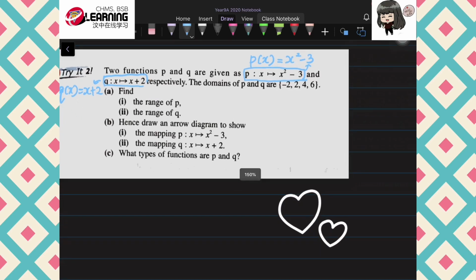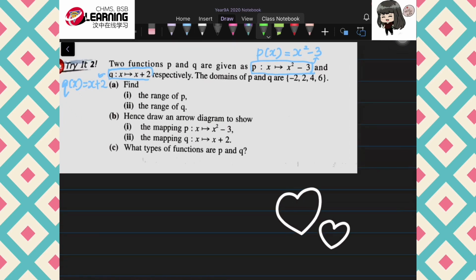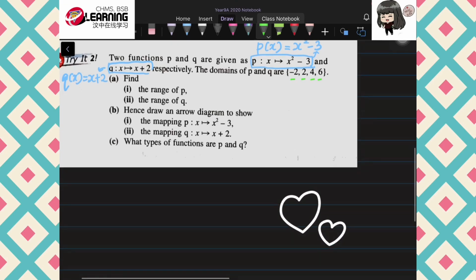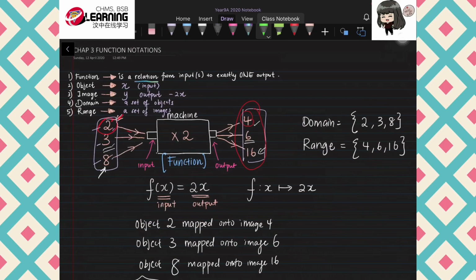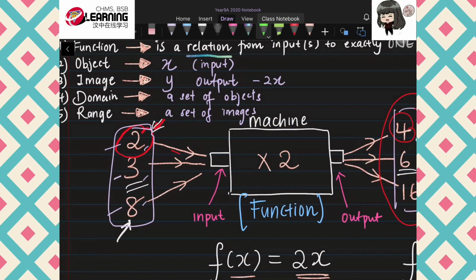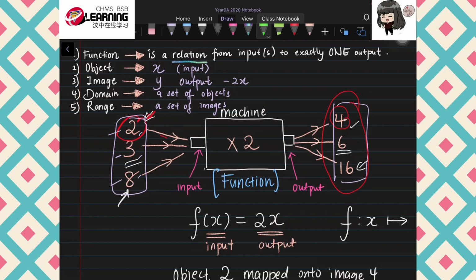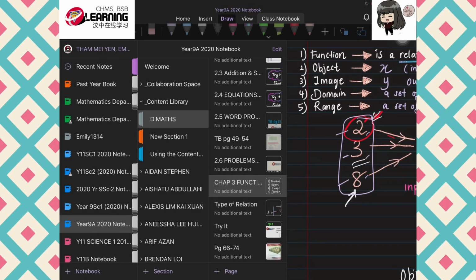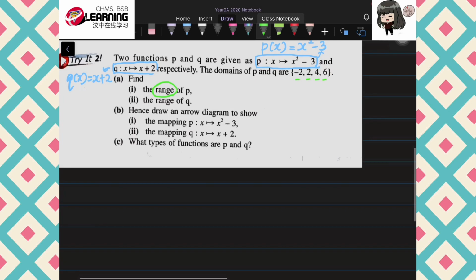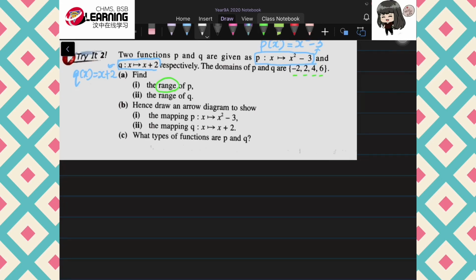A, the domains of P and Q are, okay, so the domain is your set of objects or set of inputs. So these are your inputs: -2, 2, 4, and 6. Find the range of P. So what is range again? Range is a set of your images, or a set of your outputs. You have your inputs already, the domain here: -2, 2, 4, 6. Find the range of P.